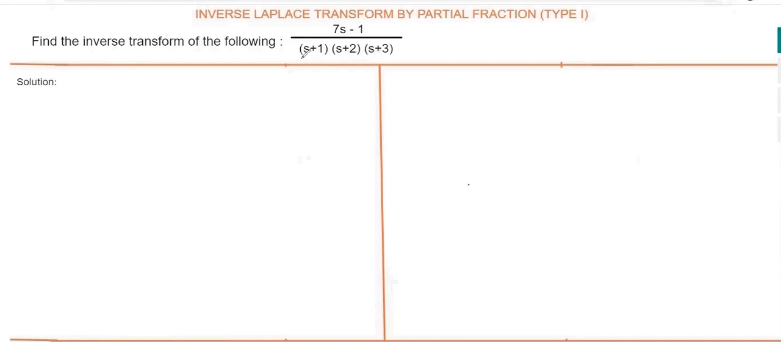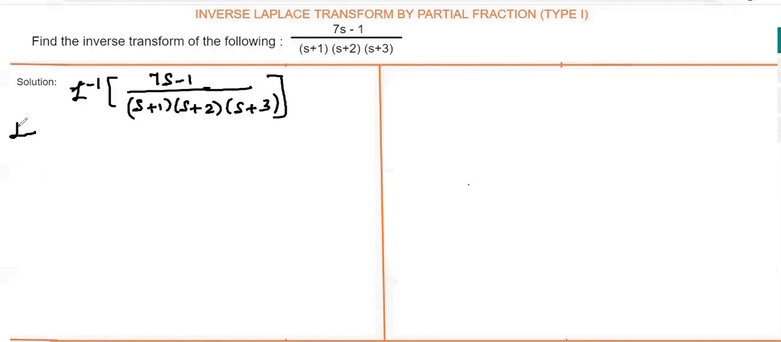Here, see the question. There are three different types of factors given: s + 1, s + 2, and s + 3 in the denominator. So this is of type 1. Let us assume the given question, 7s - 1 over (s + 1)(s + 2)(s + 3), with the numerator and denominator, and you have to consider the variables. There are three different factors given, and these are not repeating.